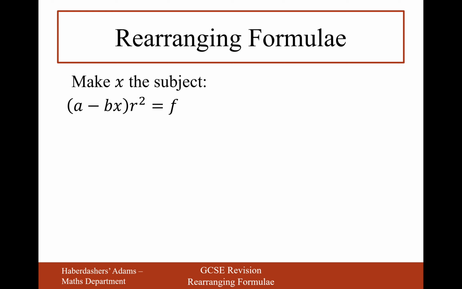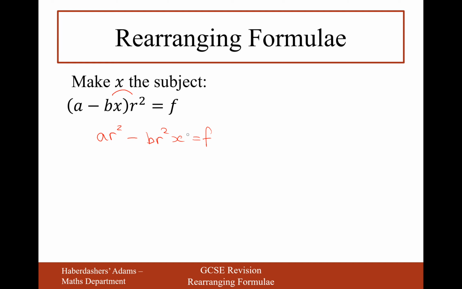Let's move on to the next one. Pause the video and give this one a go. I'm going to expand the brackets first, so it's going to make it AR squared minus, now I'm going to expand the brackets here to here, but I'm going to make sure it's in alphabetical order first, and it's only R that's going to be squared, so it's going to be BR squared X equals F. So R here is being squared, none of the other two letters are being squared.